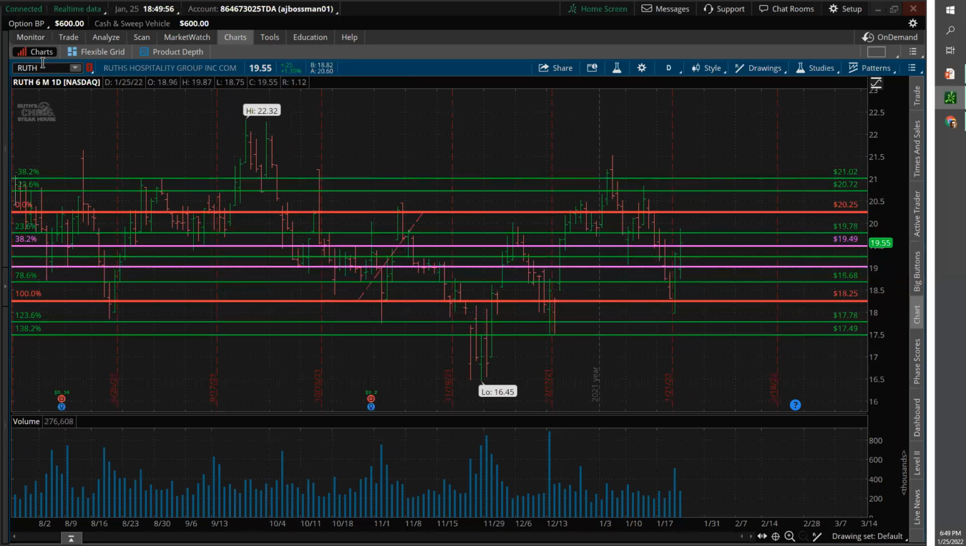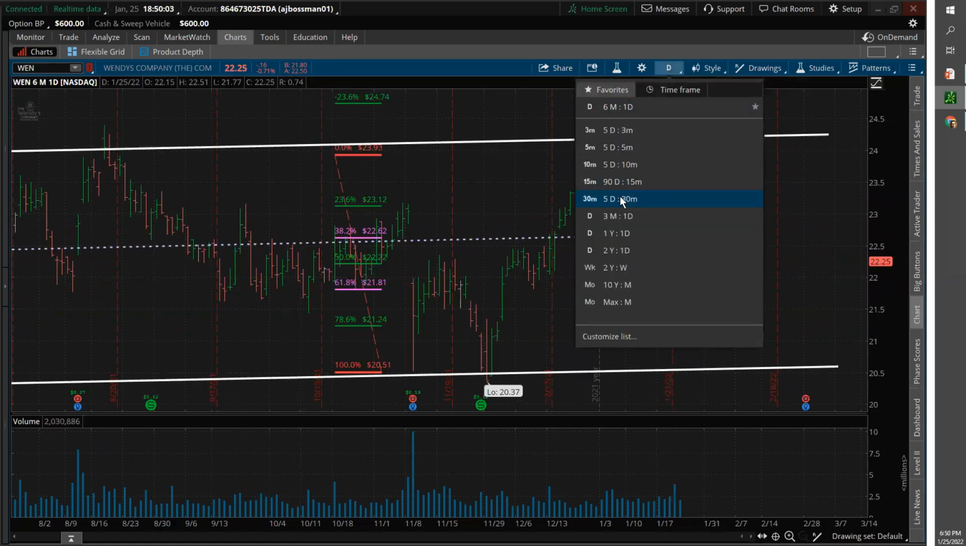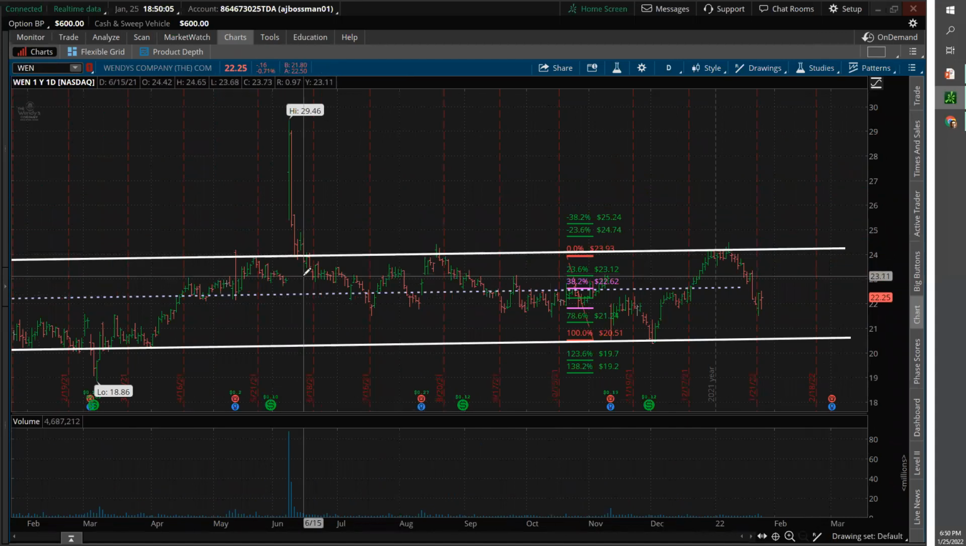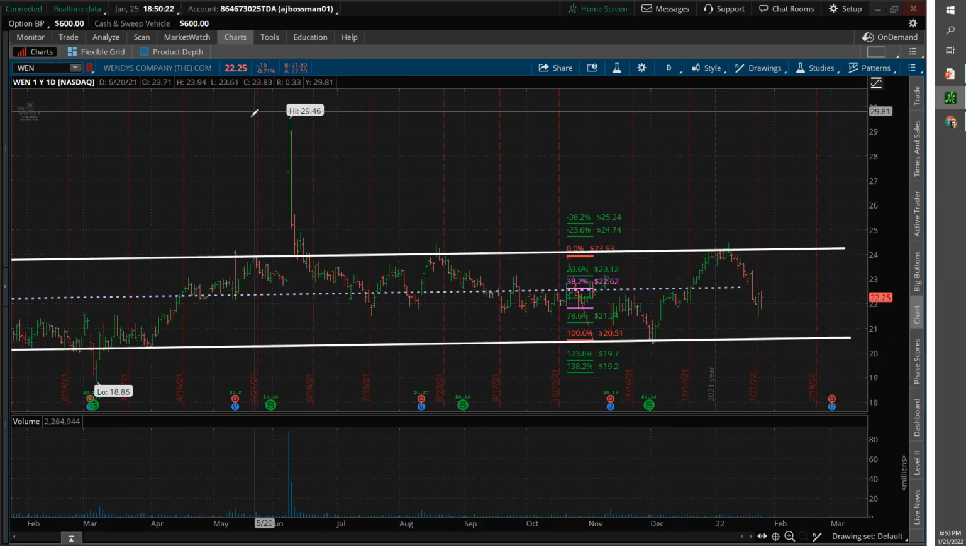That's Ruth's. How about Wendy's? Wendy's is one I really like. Let's look at a year. Think about it. Every time you're up here, you can sell your call premium. Every time you're down here, you're going to add to your position. Just go up and down, sell the premium, let it expire worthless, roll out your protection. Rinse and repeat.